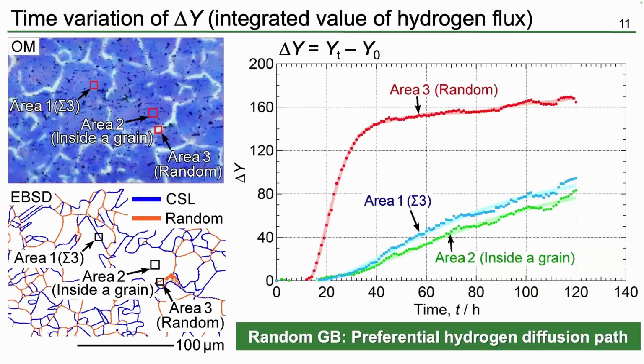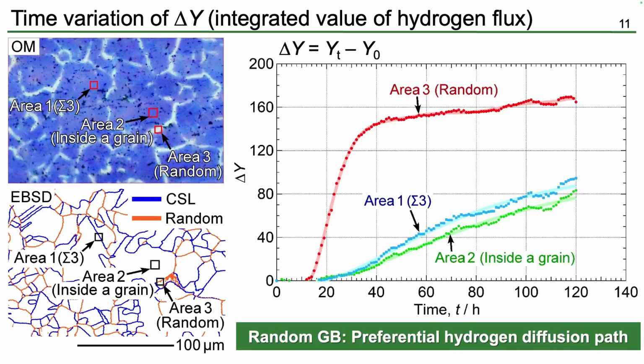So to analyze the time variation of delta Y at each area, we did another image analysis. So delta Y of the area indicated by this red rectangle was extracted. So this is the area with sigma 3, this is the grain interior, and this area is random grain boundaries. The same areas are shown in the grain boundary map. So in this graph, I show you the time variation of the delta Y at each area.